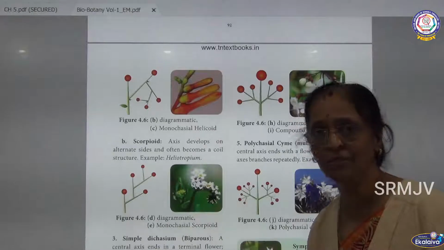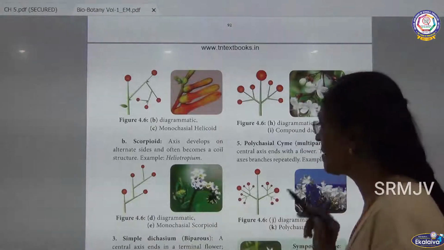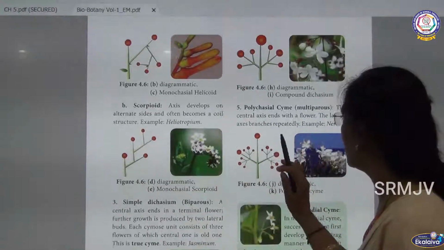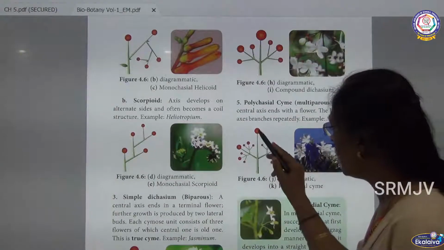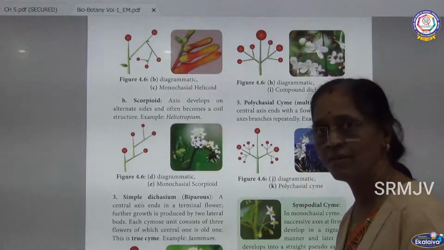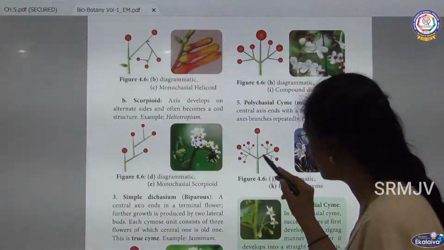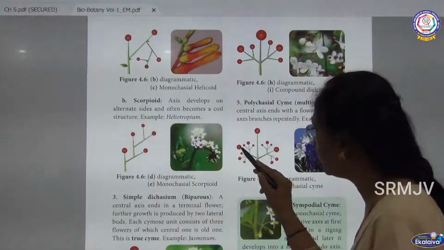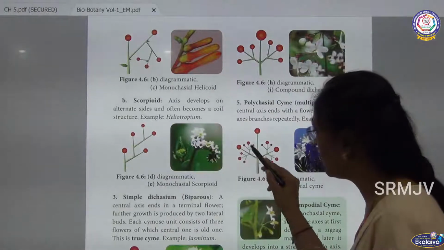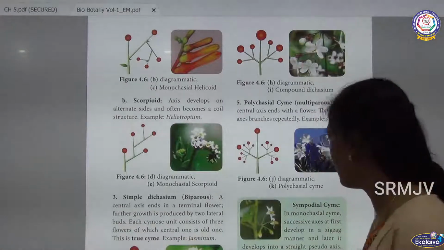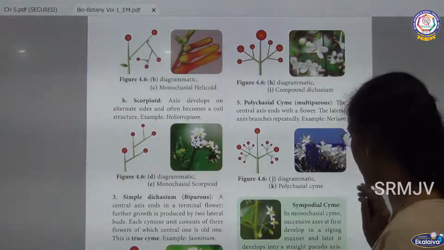If it is branched still further, then you call it a polychasial cyme. So this is a polychasial cyme. You will find it in nerium, where the main axis ends with a flower, and then there is a branch from the 2 lateral bracts on either side. You will find the branch here. This ends with a flower, and so on. You call it a polychasial cyme, which you will find in nerium.